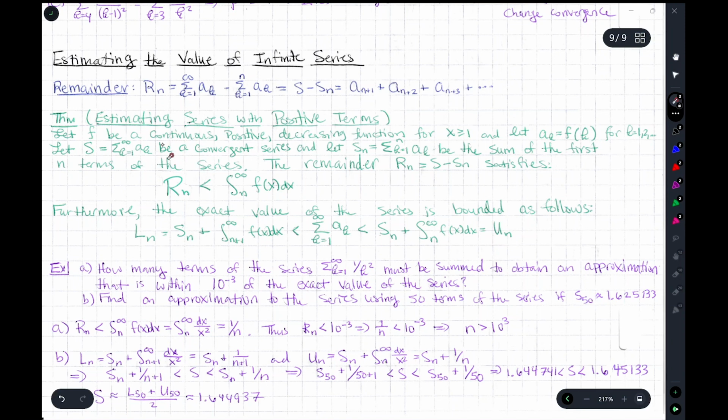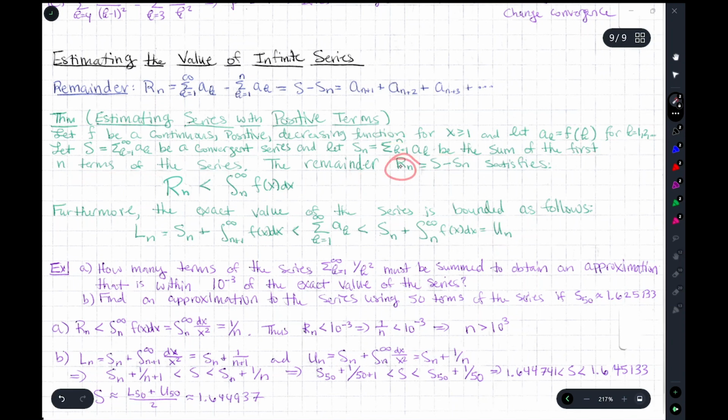And here's a theorem. Let f be a continuous, positive, decreasing function for x greater than or equal to 1, and let a_k equal f(k). Okay, so this function at the positive integers gives us our sequence, for k equal to 1, 2, and on and on. Let S be the sum of the infinite series, let it be a convergent series, and let Sn equal the partial sum from k equals 1 to n, the sum of the first n terms of the series.